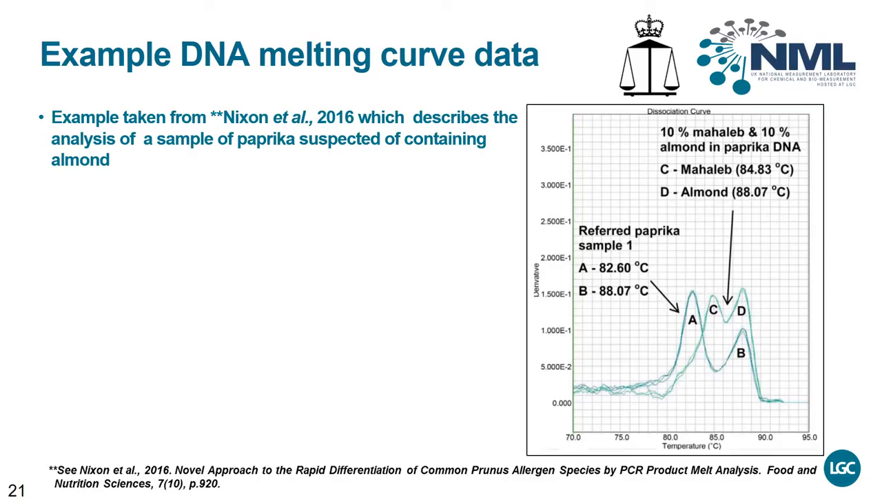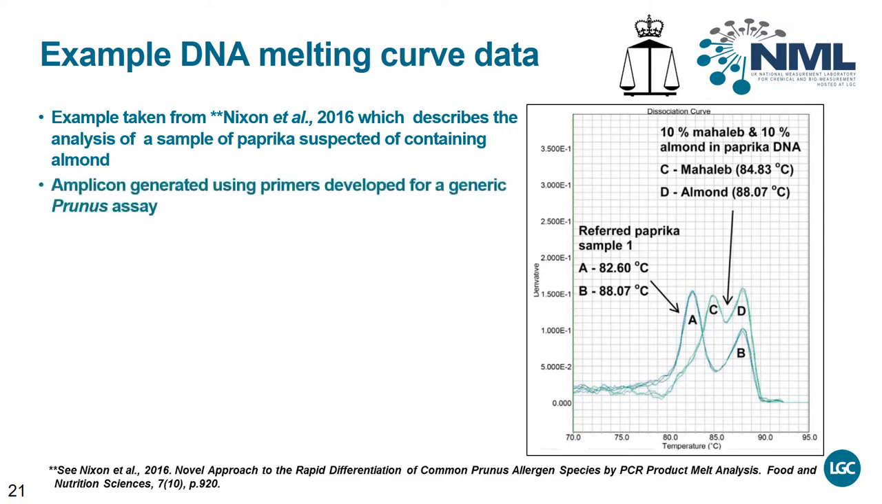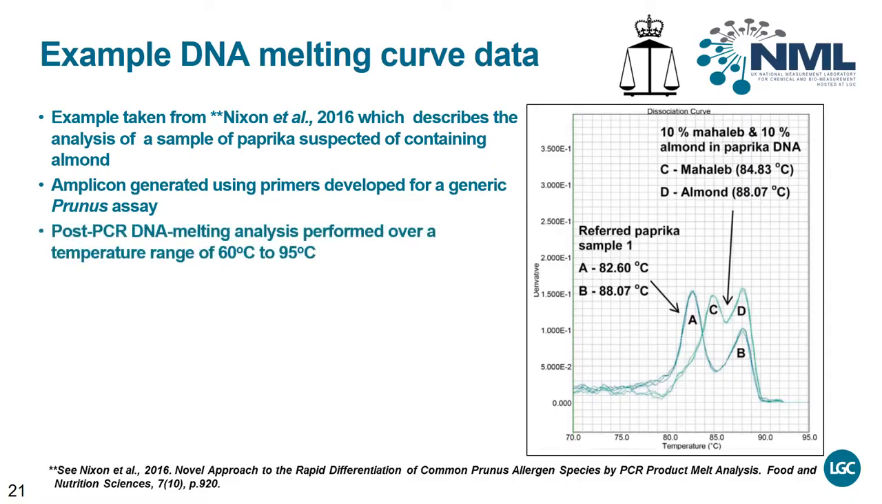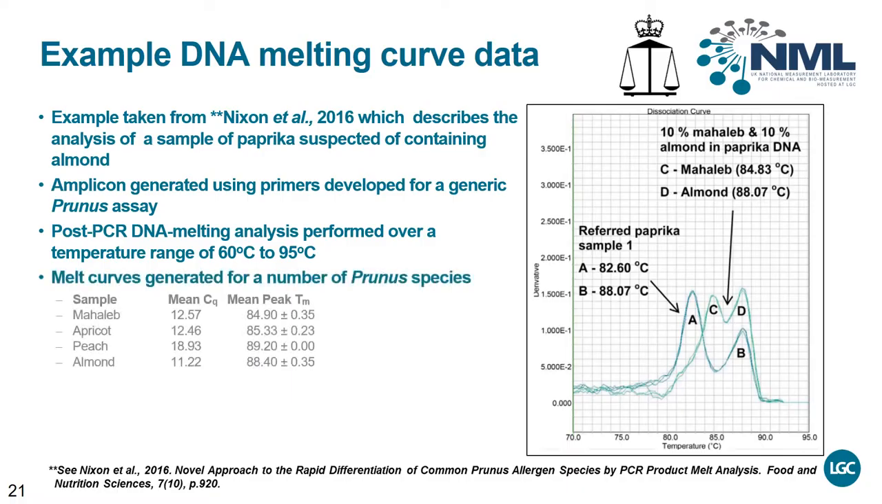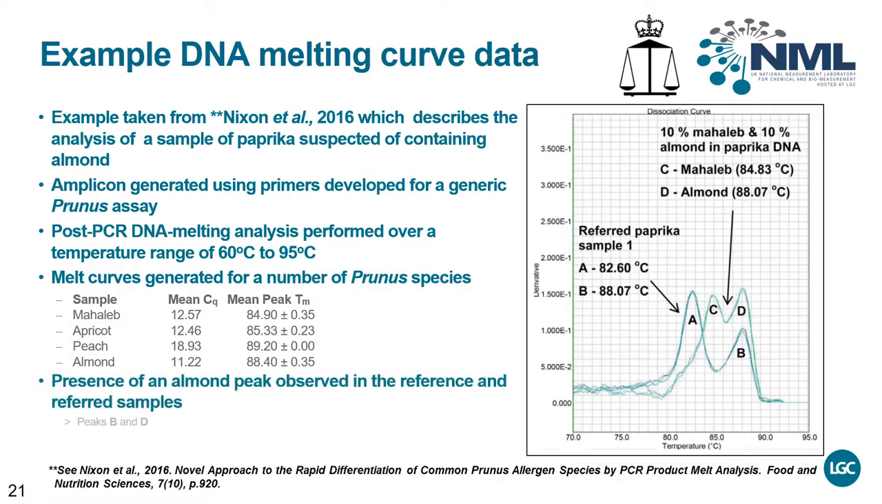DNA was extracted from the sample and employed as a template for PCR amplification using a general Prunus real-time PCR assay. Additional species of the genus Prunus were also sourced and subjected to DNA melting curve analysis using the same general Prunus real-time PCR assay. The resulting melt profiles were compared and, as can be seen, the profile for the referred sample contained a melt peak characteristic of DNA from almond being present, as well as an unidentified member of the genus Prunus.